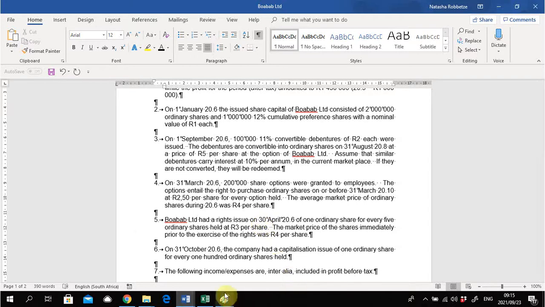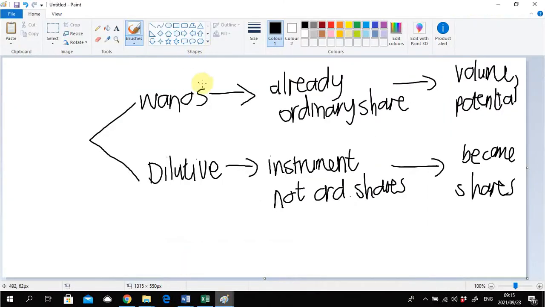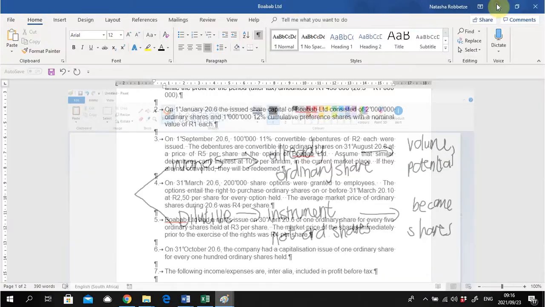So that's the difference between whether an item is part of your weighted average number of shares or your dilutive. If it's dilutive, it's not an ordinary share yet, but it can become an ordinary share. Whereas with the items that affect the weighted average number of shares, it's already ordinary shares, but there's some kind of trick leading to more ordinary shares or leading to cheaper ordinary shares, but it's already ordinary shares. There's no other instrument attached to it, like a preference share or a debenture or a share option. So that's how you would typically know the difference.